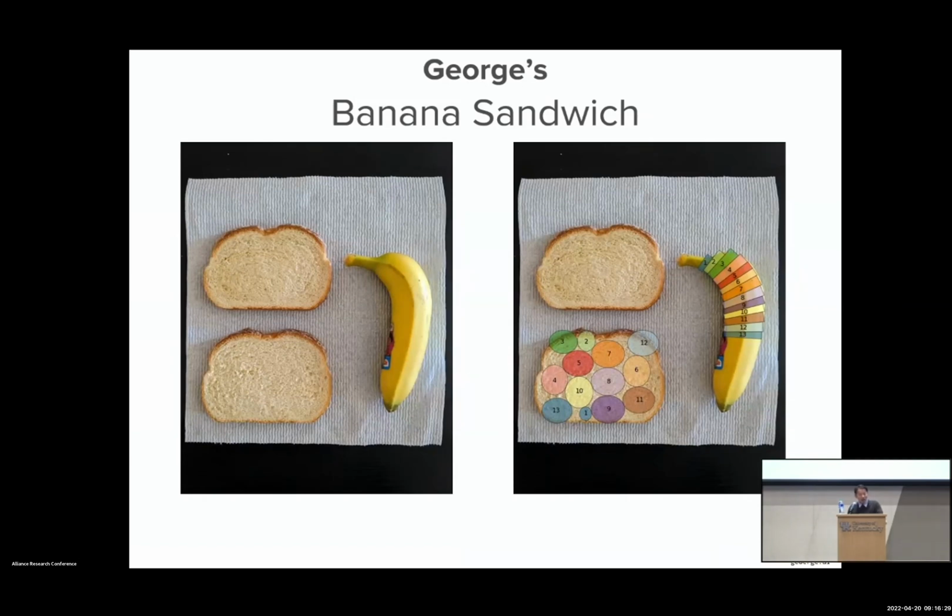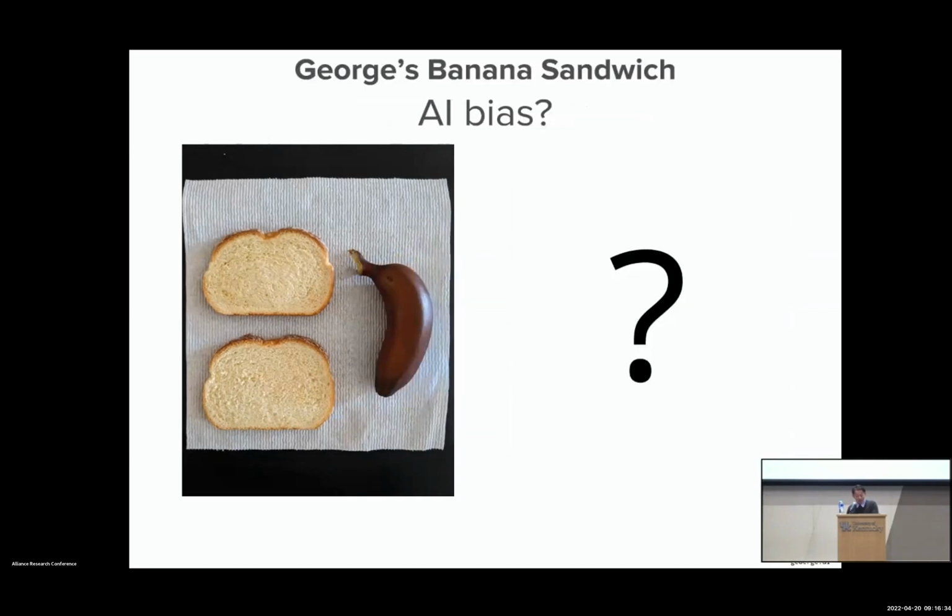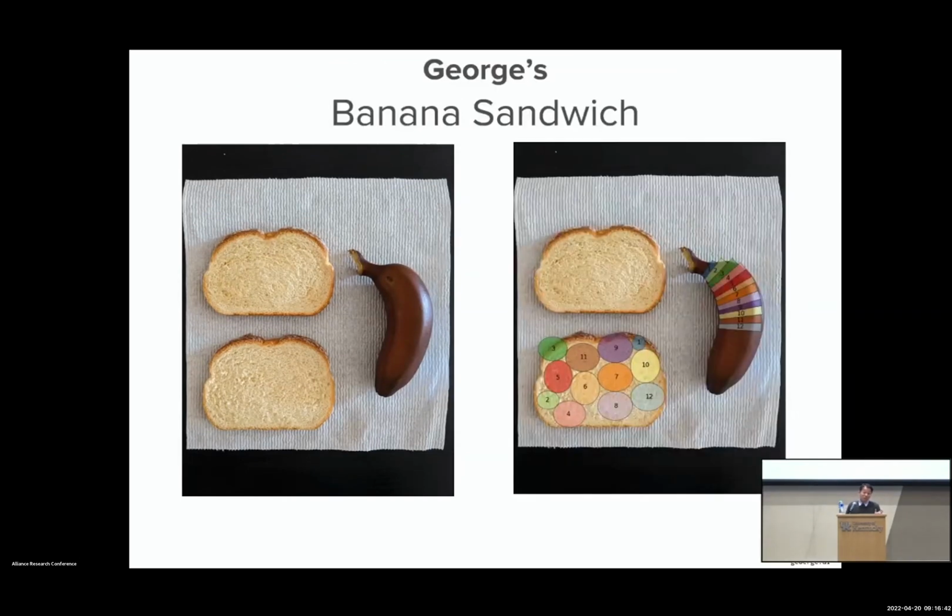I tried another banana. It worked really well, right? And so for la pièce de résistance, what do you guys think? Right. So it worked perfectly fine. Right. So banana AI passes my AI fairness test.